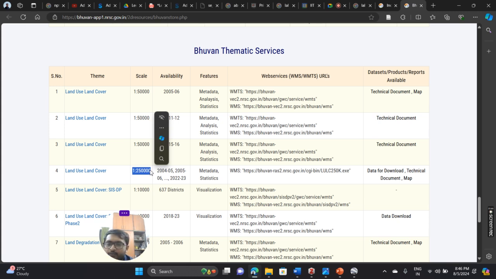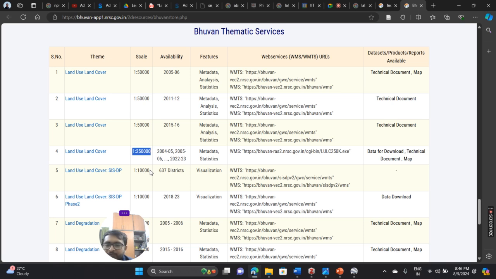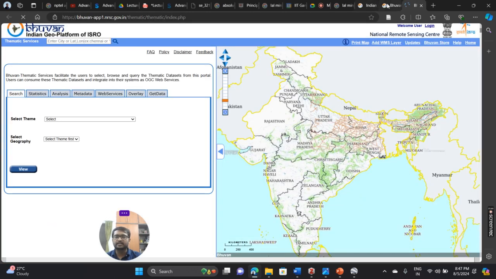Now in the MCQs, I asked you the question, which product, like a scale, you can use for urban modeling, urban cadastral, urban monitoring or urban planning. So here now the question will be changed as, which product from this BHUVAN portal can you use for urban planning purpose? The same thing, this land use land cover SISDP data set, which is available for 637 districts in India, you can use it for urban planning purpose. So now this is similar to what we did in the MCQs. So we will go and check out the different products and compare those things.